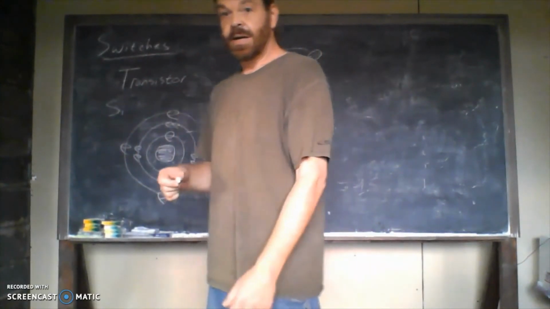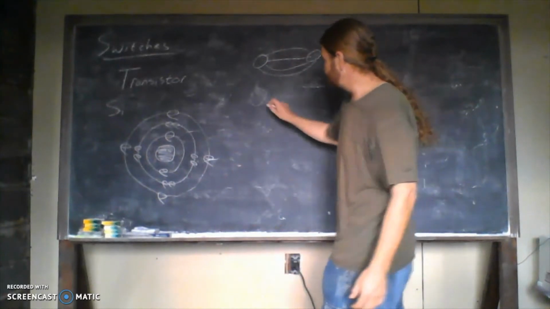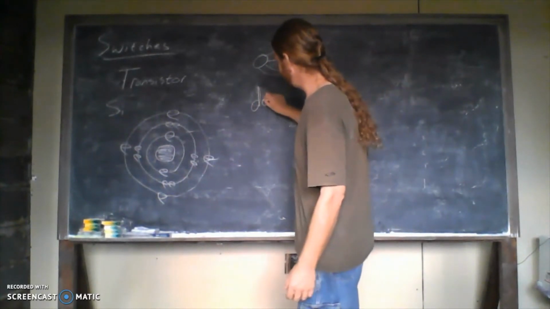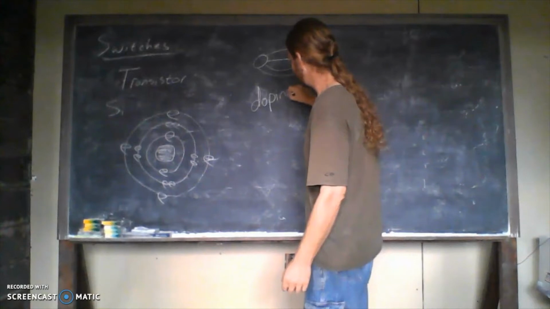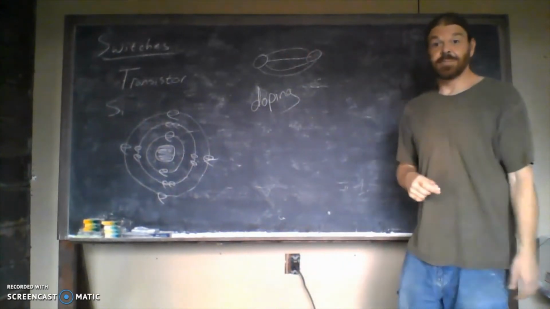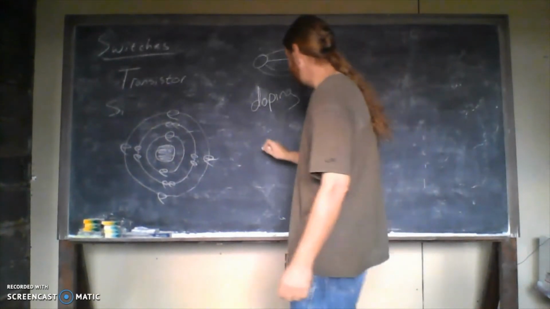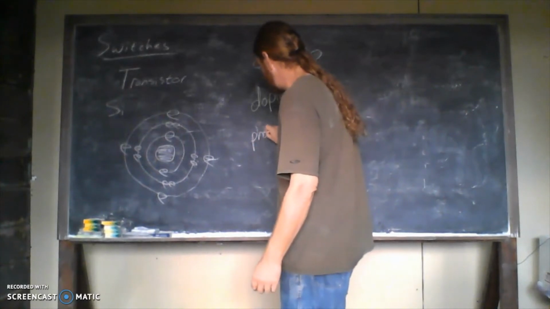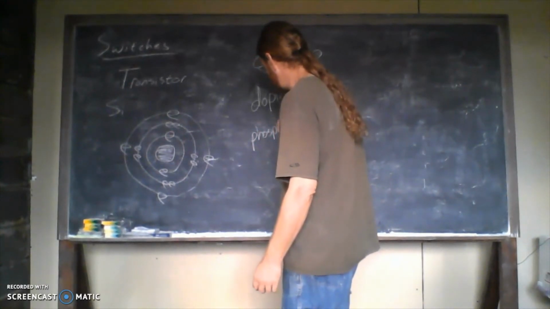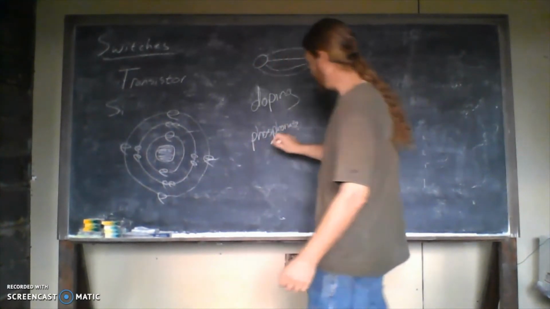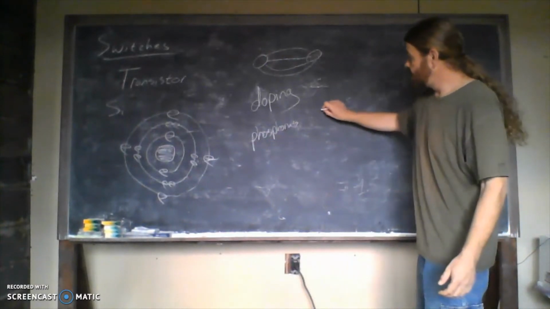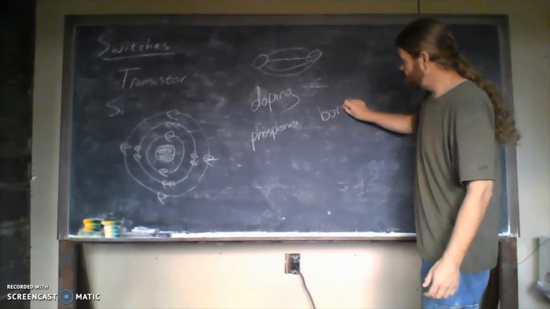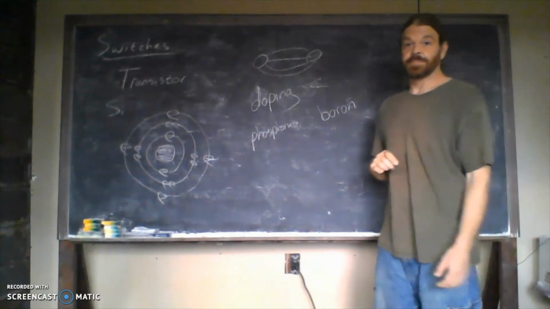Typically, we'll use a process. We go in and do what's called doping. We go in and mess it up. We either add a phosphorus atom in, or we add a boron atom in.